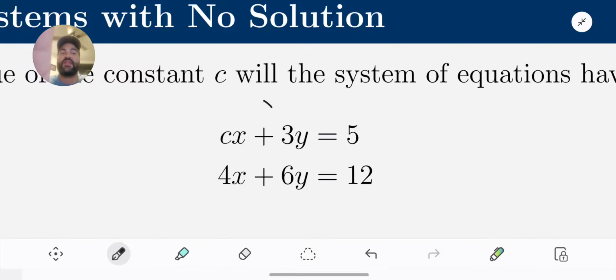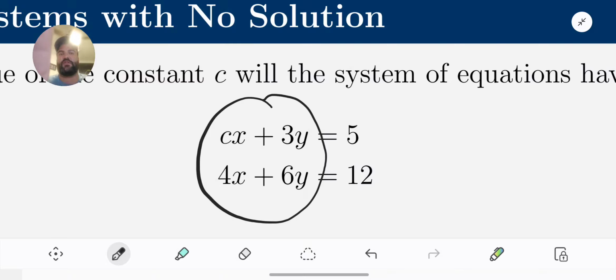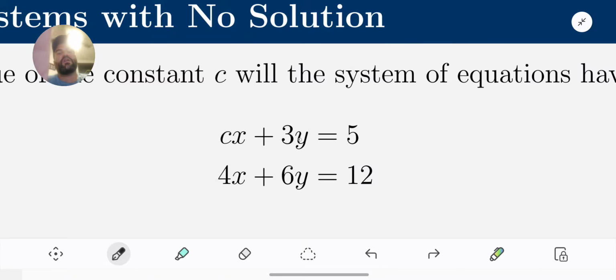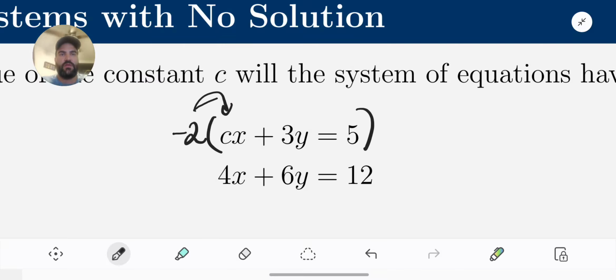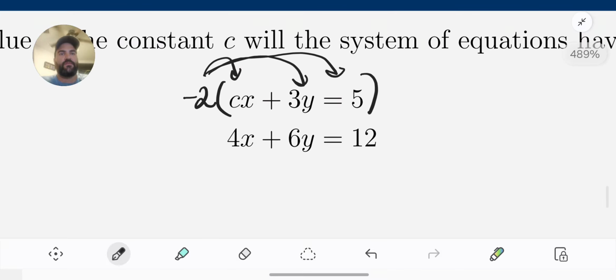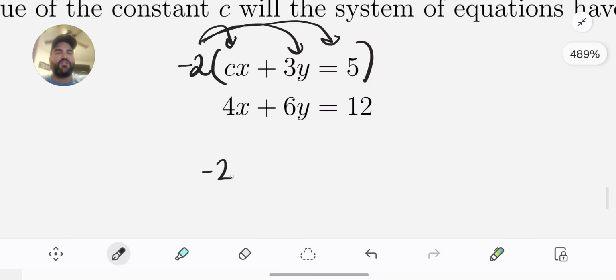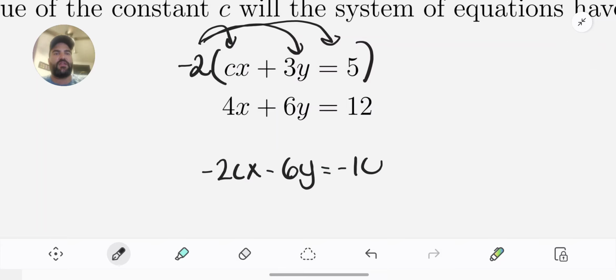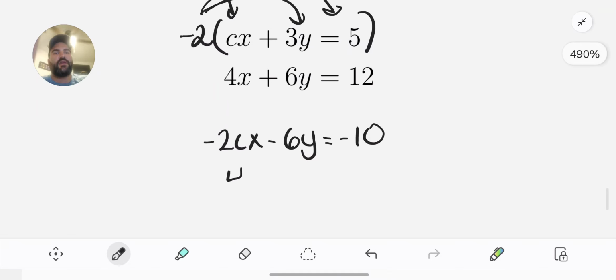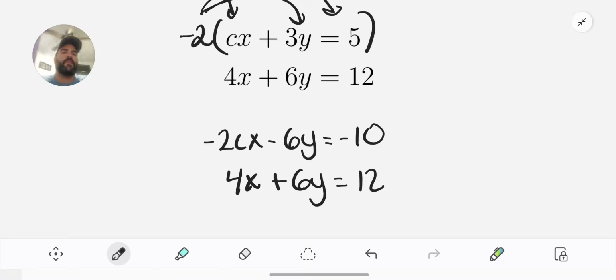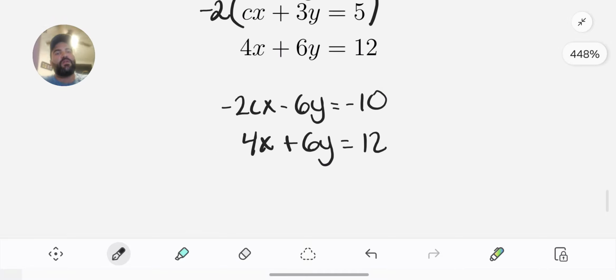Okay, this would have to cancel, these two. We're doing elimination, so we could focus on the y's. In order for them to cancel, I would have to multiply the top by -2. Okay? So we have -2cx minus 6y equals -10. I'm going to copy the bottom down. Bam. And now I know the y's are going to cancel.